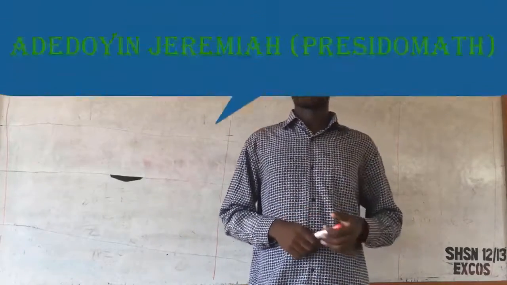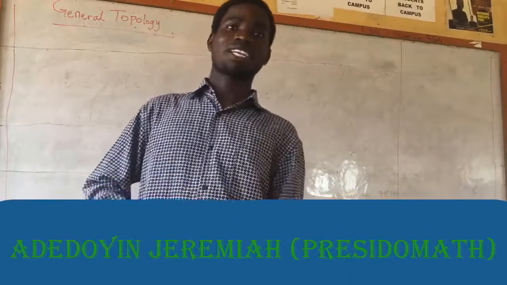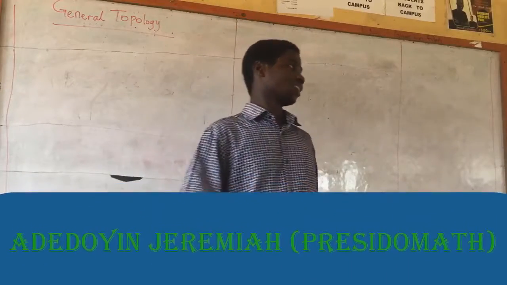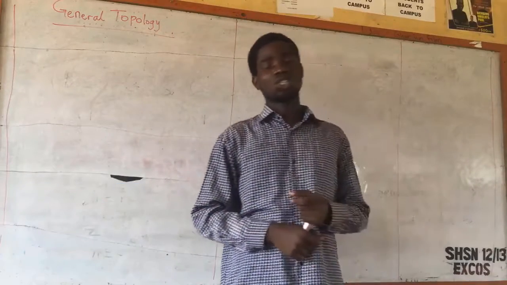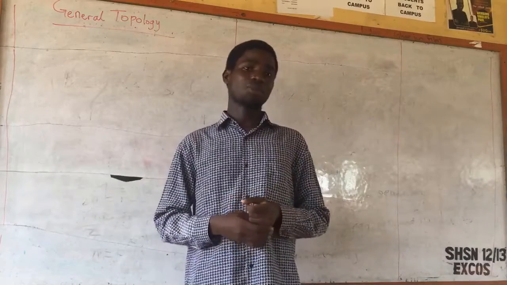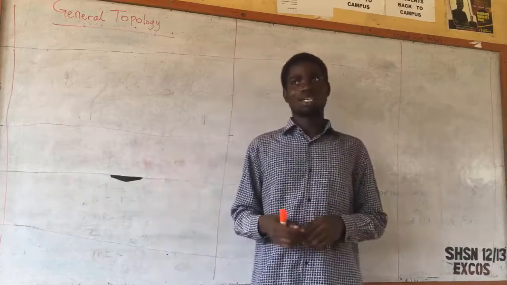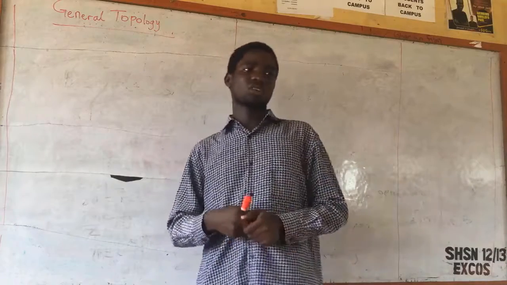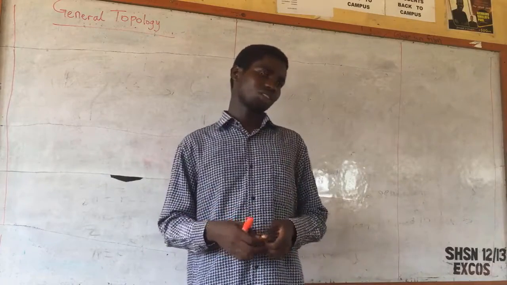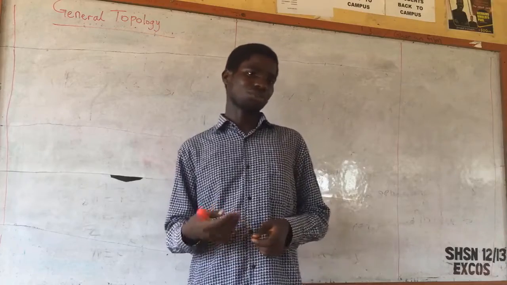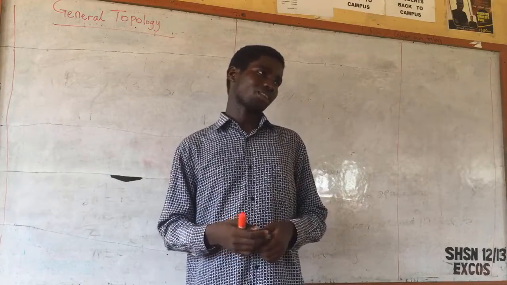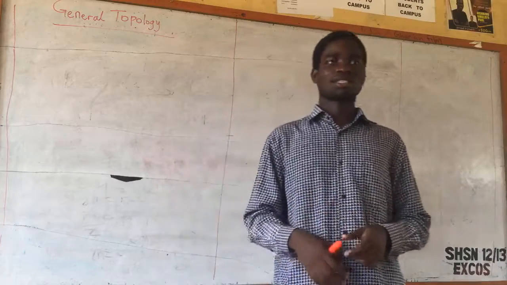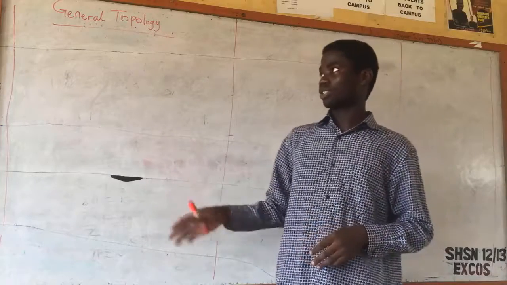So we continue from where we stopped in the first lecture. In the first lecture, we defined what we call the general topology, and I gave the definitions of discrete topology, trivial topology, upper topology, and we did some proofs. And I rounded it off with the closed set. So today we are going to continue from there.